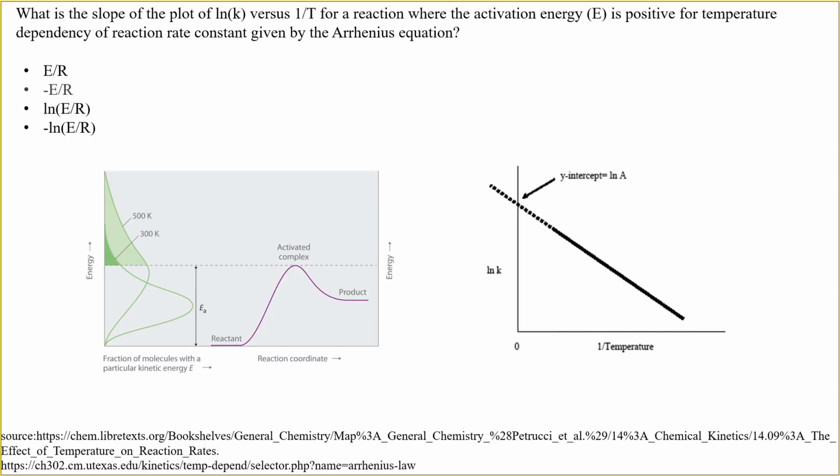So next question is, what is the slope of the plot of ln k, that is the natural logarithm k, versus 1 by T for a reaction where the activation energy E is positive, for temperature dependency of the reaction rate constant given by the Arrhenius equation. So first on the left hand side, we can see there is a diagram where on the x-axis we have the fraction of molecules with a particular kinetic energy E and the reaction coordinate, how it is moving, with respect to the energy on the y-axis.